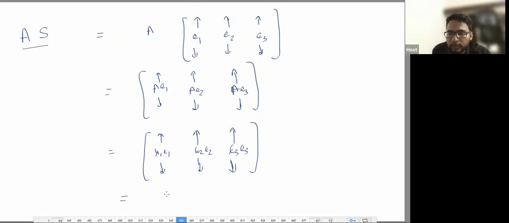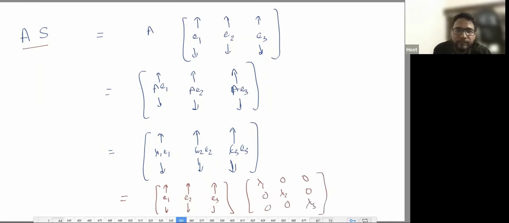Then can you also rewrite it like this? This is E1, this is E2, this is E3, and then lambda 1, 0, 0, 0, lambda 2, 0, 0, 0, lambda 3. Can you rewrite it like this? If you multiply these two, are you getting this? Let me quickly check. The first column you get by lambda 1 into the first column plus 0 into the second column plus 0 into the third column. That will be lambda 1 E1. Yes, you are getting lambda 1 E1.